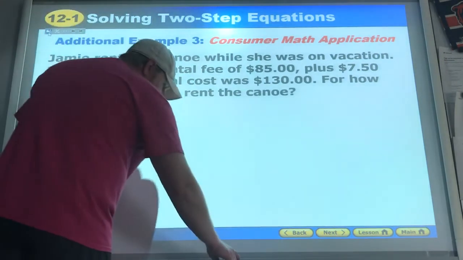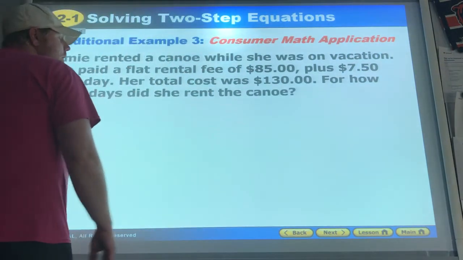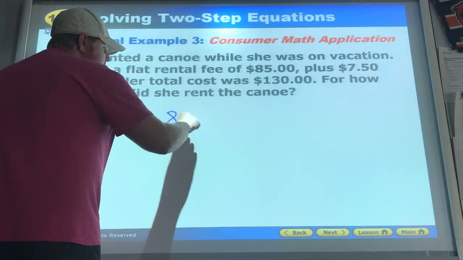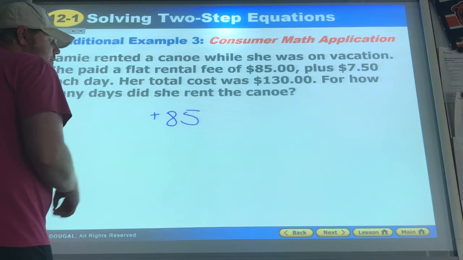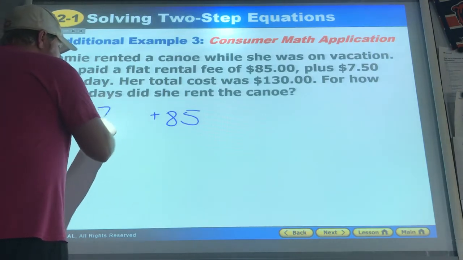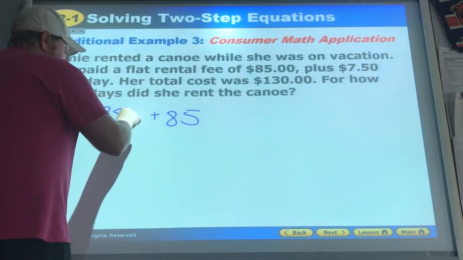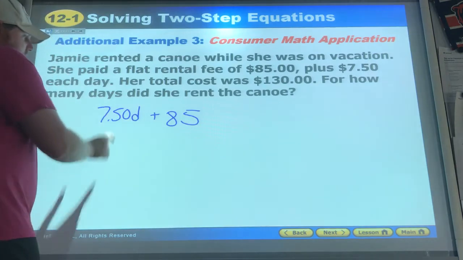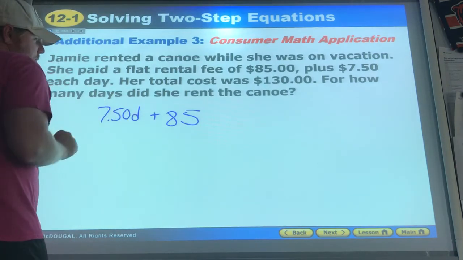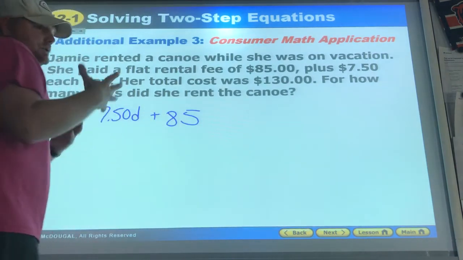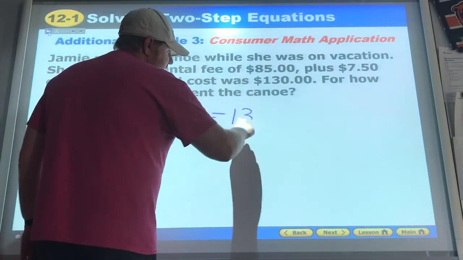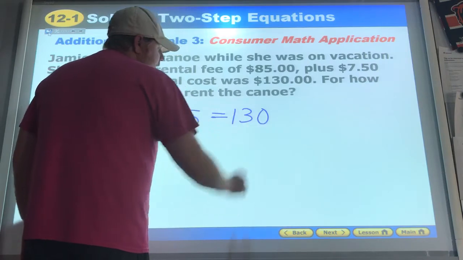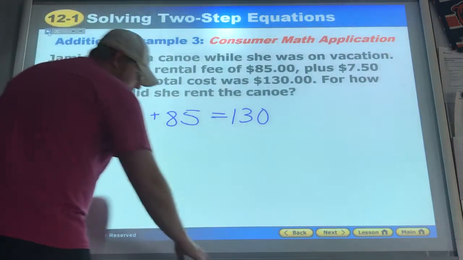So, $85 is what she paid for sure. So that's going to be a total added to her bill. Now each day she rented the thing, it was $7.50. So $7.50 times the number of days plus 85, which was the fee to do it, and it cost her $130. All right. Now I'm ready to work.